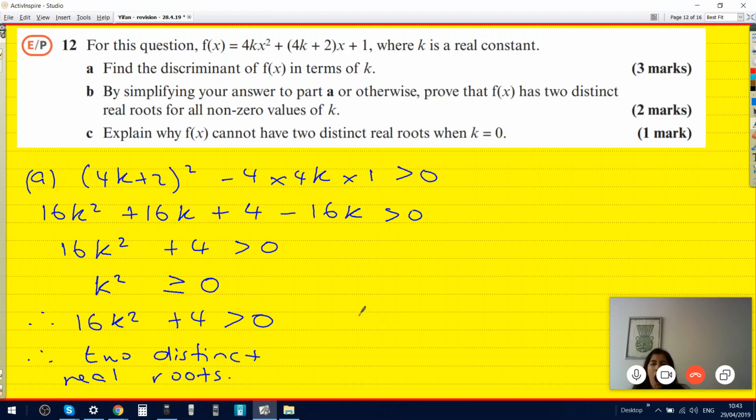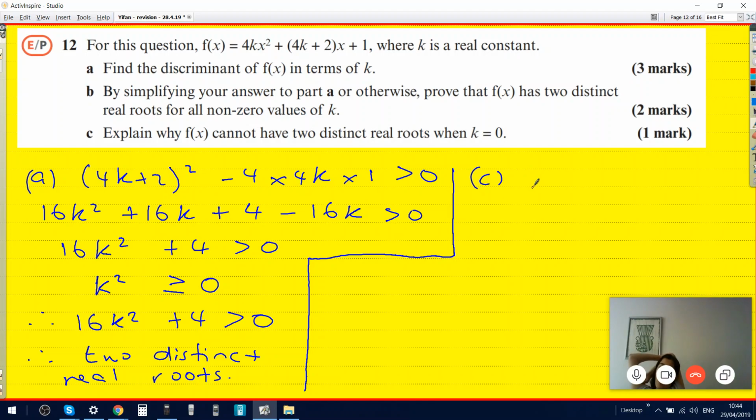So you always put it into something squared, and then therefore, do it that way. And then how about this part C? When k equals 0, explain. Well, if it equals 0, then you can only get one root. Correct. And why do you only get one root?